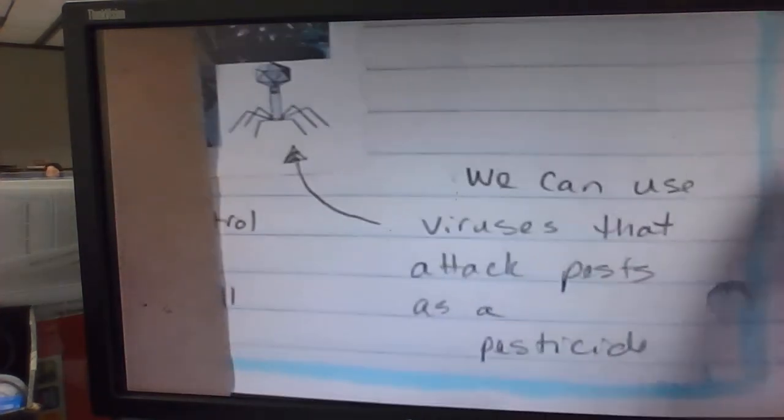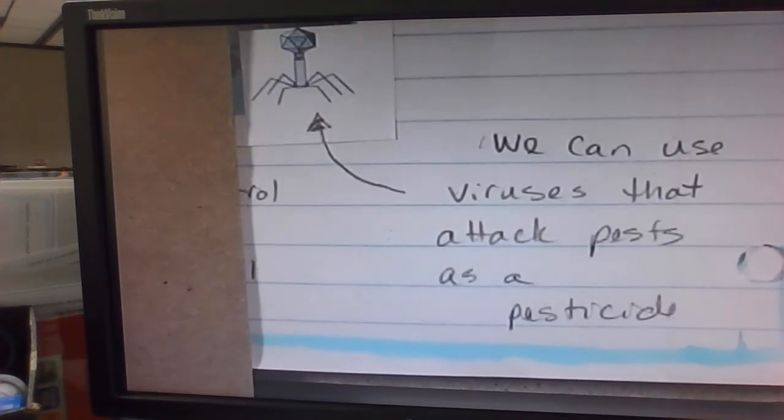We can use viruses that attack pests as a pesticide.